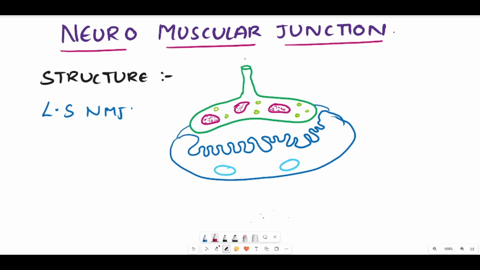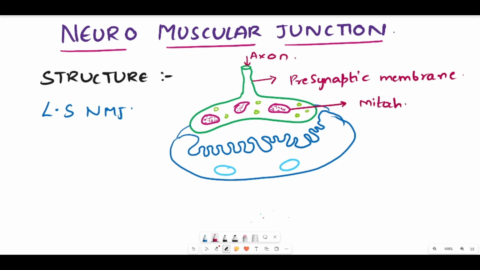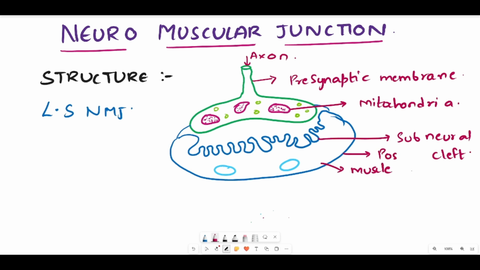This green colored part, we will be calling it the axon, and this outer membrane we will be calling the presynaptic membrane. Similarly, inside we will be having the mitochondria. These structures we will be calling the subneural cleft, and this part is called muscle. This part is called the postsynaptic membrane, and the space between the two is called the synaptic cleft.